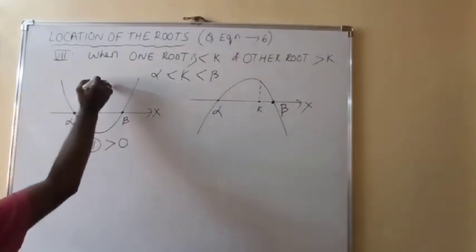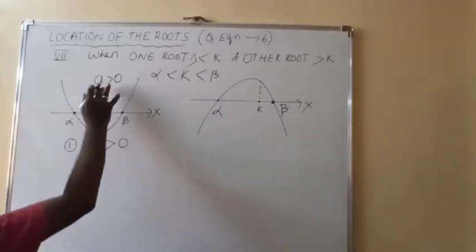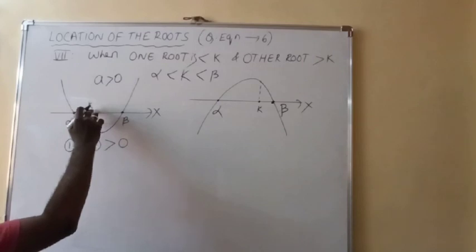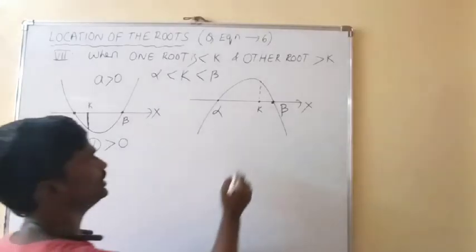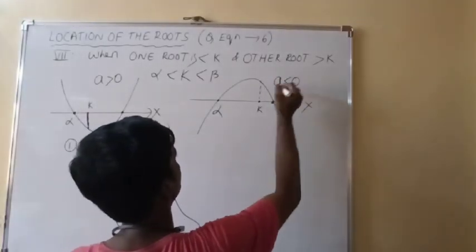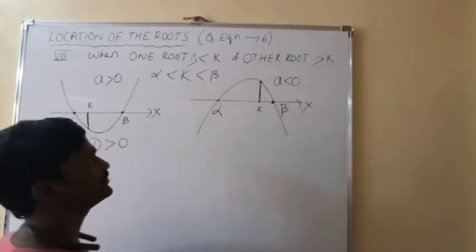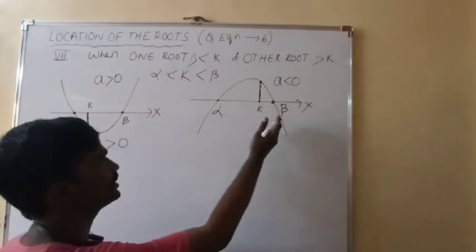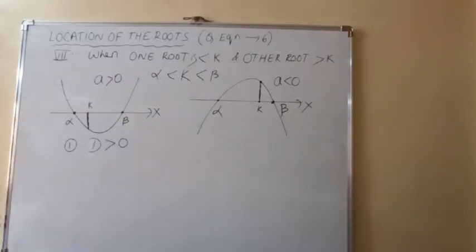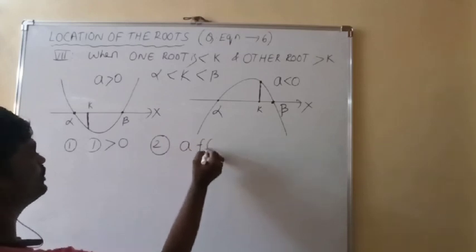And when a is positive, what is f of k? When a is positive, at x equal to k, the graph is below the x-axis, so f of k is negative. And when a is negative, at x equal to k, the graph is above the x-axis, so f of k is positive. That means when a is positive, f of k is negative. When a is negative, f of k is positive. That means a and f of k are of opposite signs. Then their product must be negative.